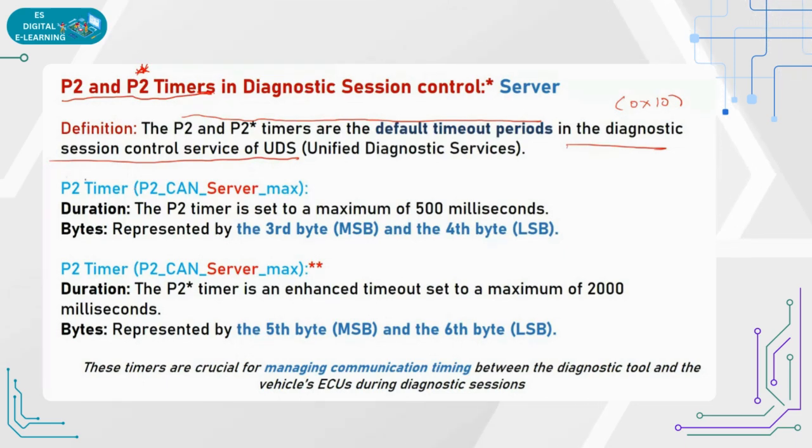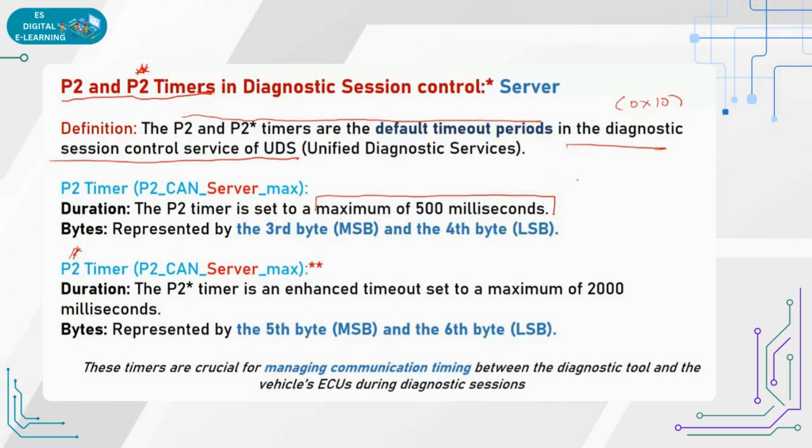The P2 timer is set to a maximum of 500 milliseconds. In real-time interviews, if they ask you what the P2 timer timeout value is, you need to give 500 milliseconds. That is what we are using in the project.